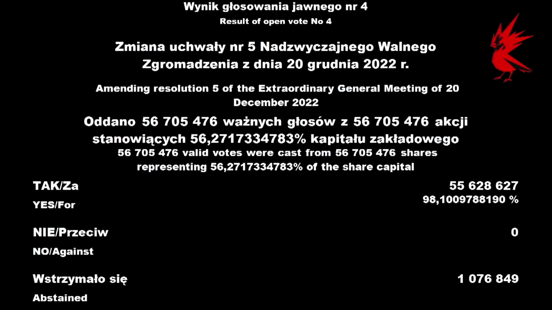Thank you. I state that the resolution has been adopted. Adopted. No votes against. One abstention. 55,628,627 votes in favour, which means that we have the required majority of 4/5 of the total number of votes, and much more than that.